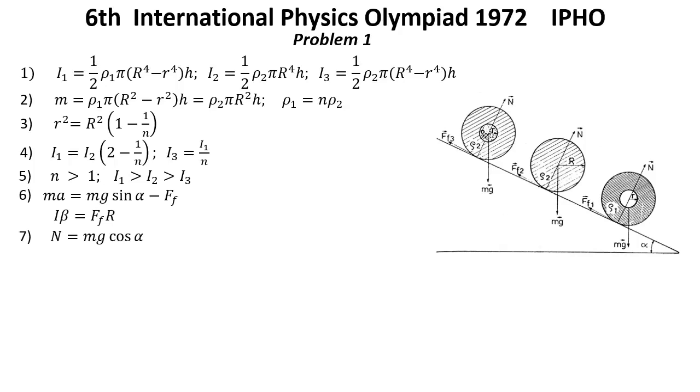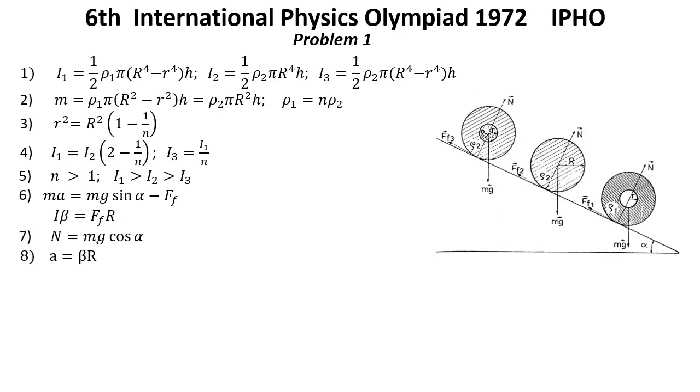m a equal mg sine alpha minus force of friction, I beta equal F, force of friction, multiplied by external radius, and the normal force equal mg cosine alpha, where beta is the angular acceleration. If the cylinder doesn't slide, we have the condition that acceleration a equal beta R.